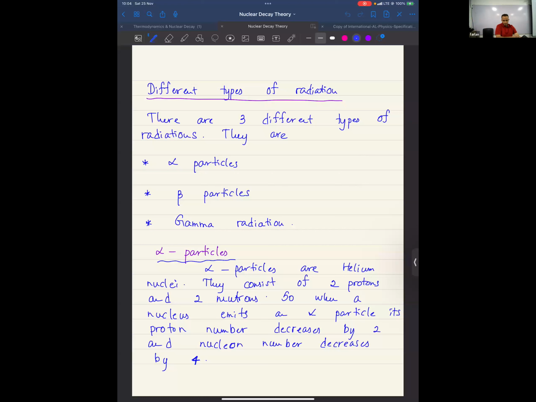So is there like a main topic for this? Nuclear decay. The topic is nuclear decay.